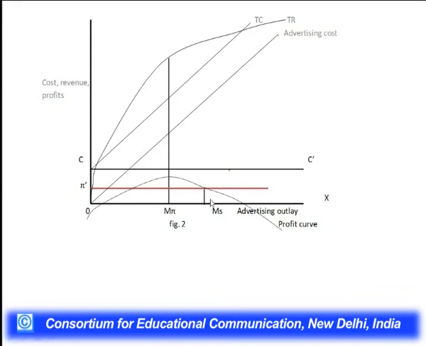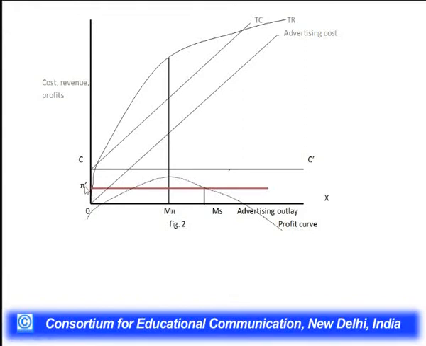But in case of the sales revenue maximizing firm, we will have to take into account the profit constraint, because minimum profits are essential to be attained. Here you can see that we have shown the profit constraint as O pi dash, and this line is parallel to the x axis. Thus, these profits must be there at all levels of advertising outlay. Now, you can see where this line is cutting the profit curve. It is cutting here, and the advertisement outlay here is OMS.